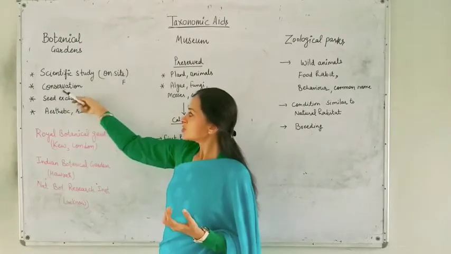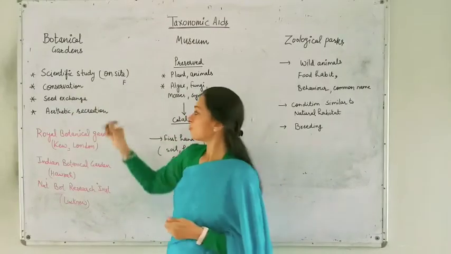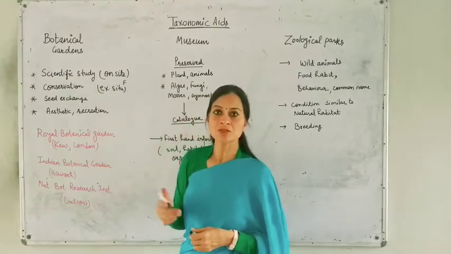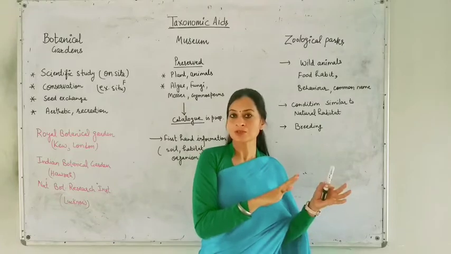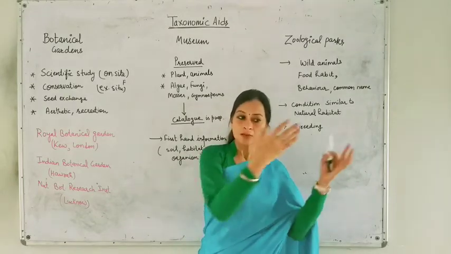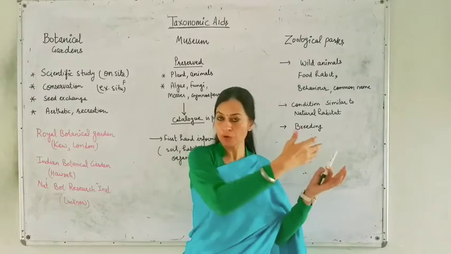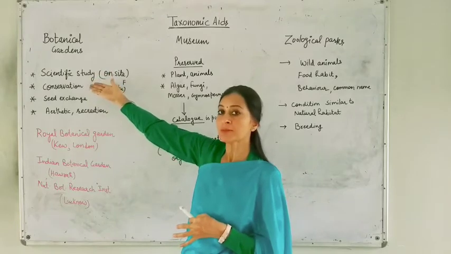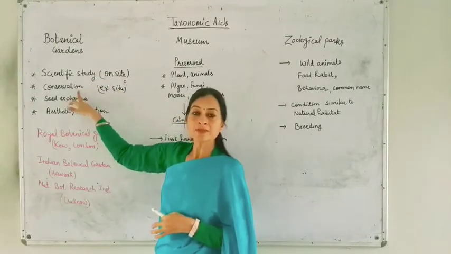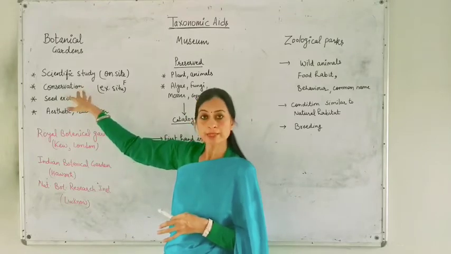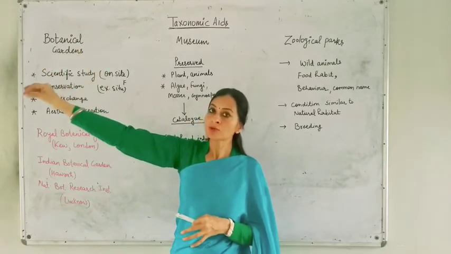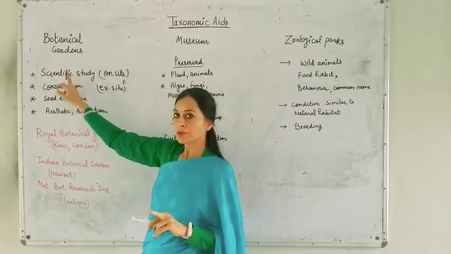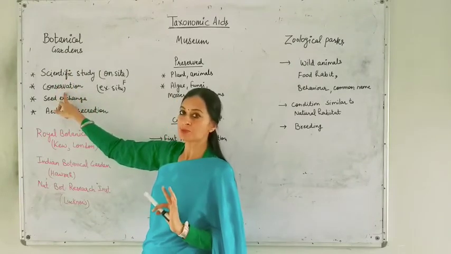Such type of conservation is known as the ex situ conservation strategy. Ex situ, because this is actually off-site conservation. Off-site means when plants are facing any type of danger, they are taken from their natural habitat and then grown in a specific area. That's why we call it a botanical garden. So this is ex situ, off-site. It is not their natural habitat. That's why it is known as ex situ conservation. So the botanical gardens serve the purpose of conserving plant species.